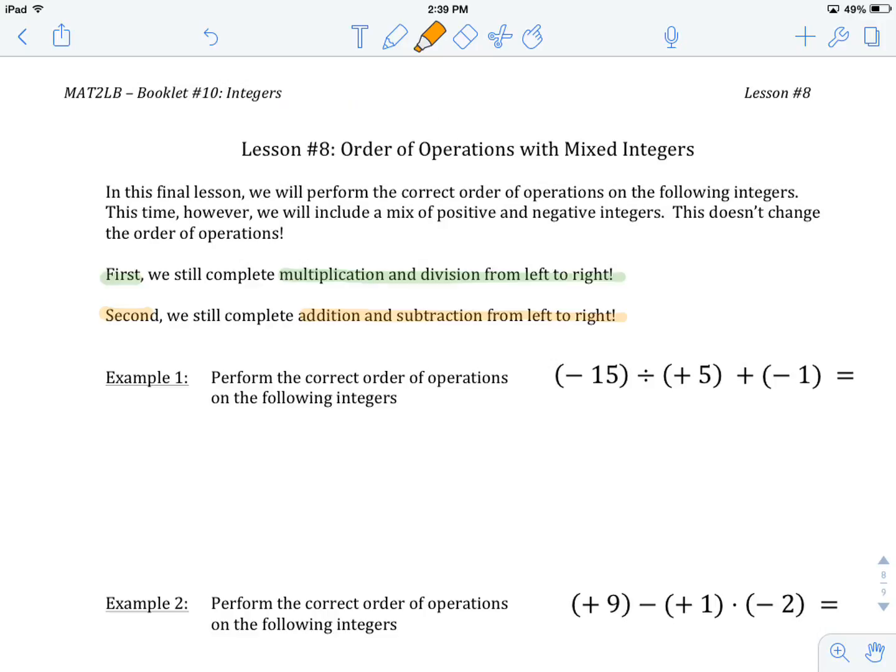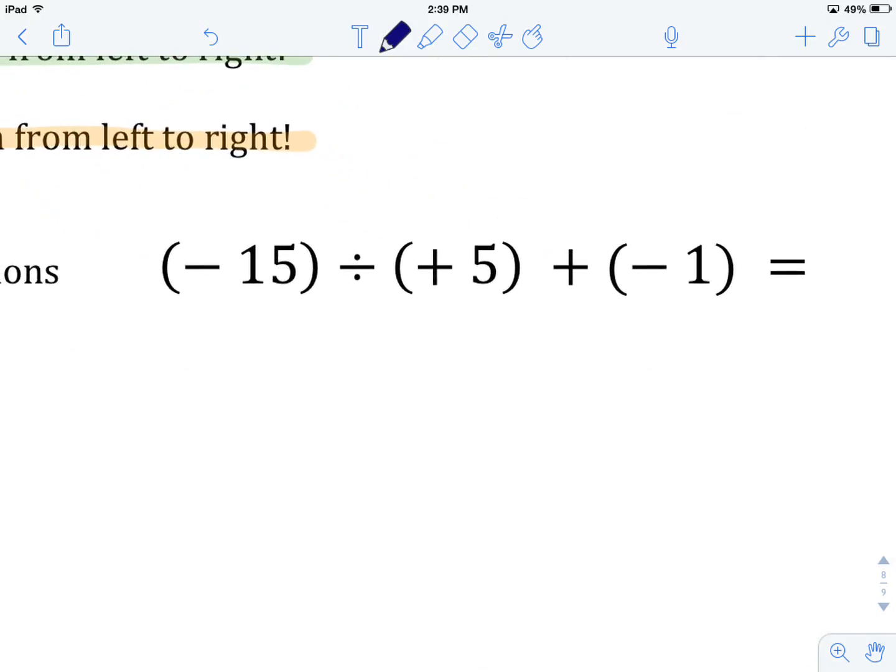Let's try example number 1. Example number 1 says, perform the correct order of operations on the following integers: negative 15 divided by positive 5 plus negative 1. So, same as before, we're going to look at these three integers that we have, and going from left to right, we're going to look at the pairs and see where the first multiplication and division shows up. And here it is right here. Negative 15 divided by positive 5. So we're going to perform that first. This piece that follows it, the addition of negative 1, we're going to do afterwards, in a subsequent step.